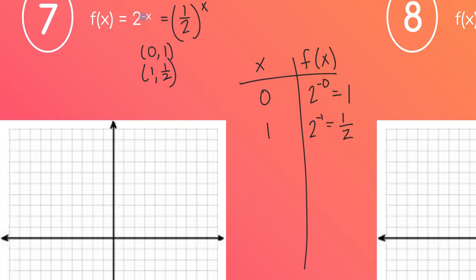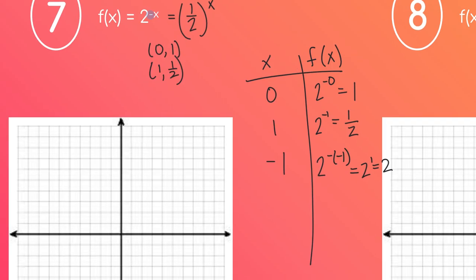So you can plug in information just in case you're unsure, or you could kind of know some of the rules. So let's go ahead and find a few more. Let's just go ahead and do -1 just to get 3 key points, one on the positive side, one on the negative side. So I'm going to get 2 to the power of negative -1. What is that going to give me? 2 to the power of 1, and what do I have for 2 to the power of 1? It's just going to be 2. So at -1, it's (-1, 2).